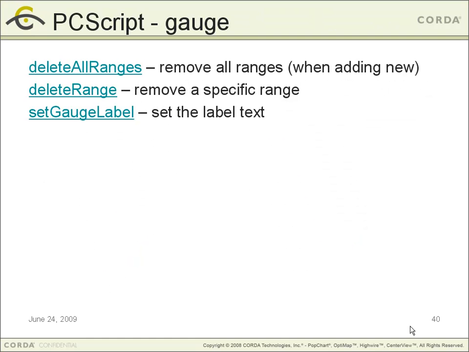The other three commands that are here in the PCScript are delete all ranges, which you saw an example of on that first one when we were adding two new ranges, delete a specific range, and setting the gauge label independently of the value.